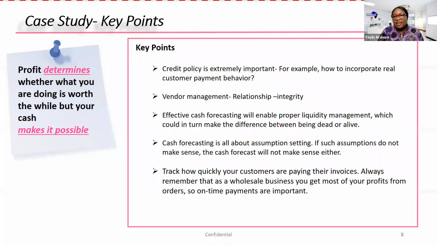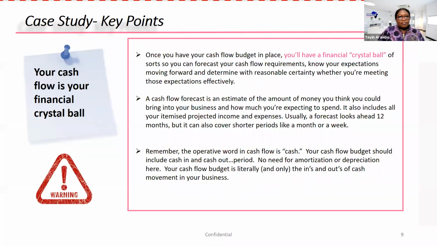Because it's extremely important. And I want you to pay attention to this. Profit determines whether what you are doing is worth your while, but it is cash that will make it possible. Like the example that we saw. Yes, you sold it at a profit, but without cash, it won't be possible to fulfill additional orders. Okay, so let's move on.